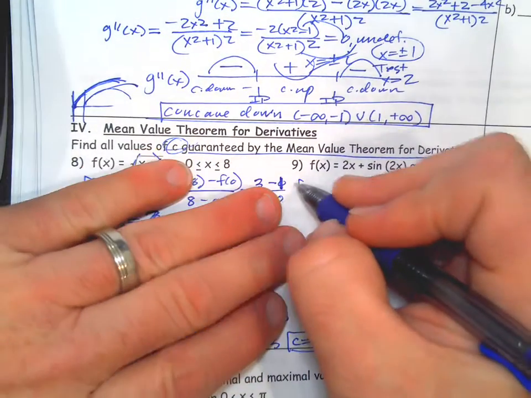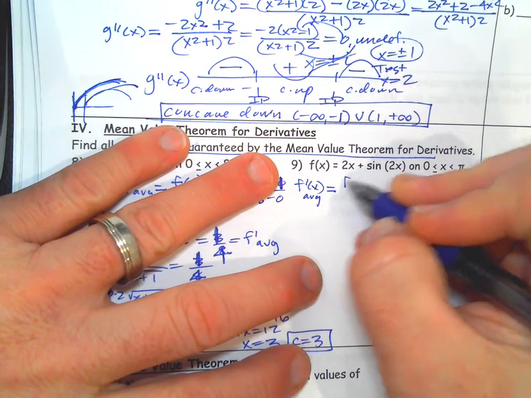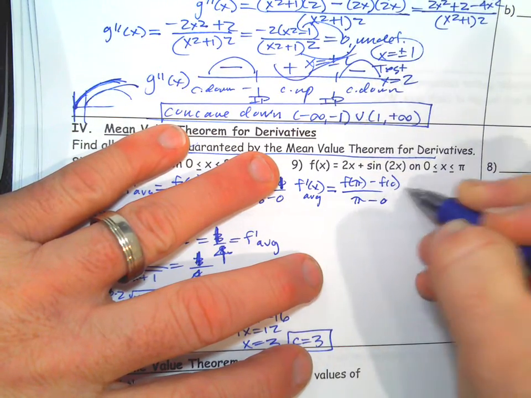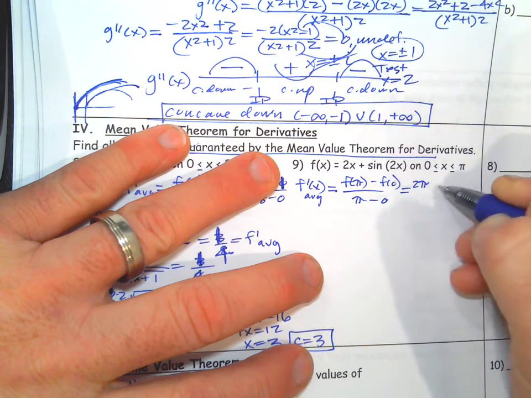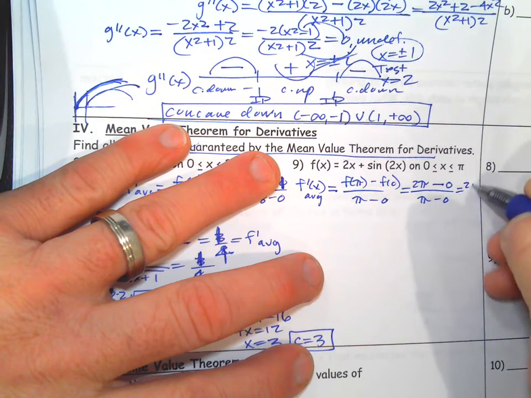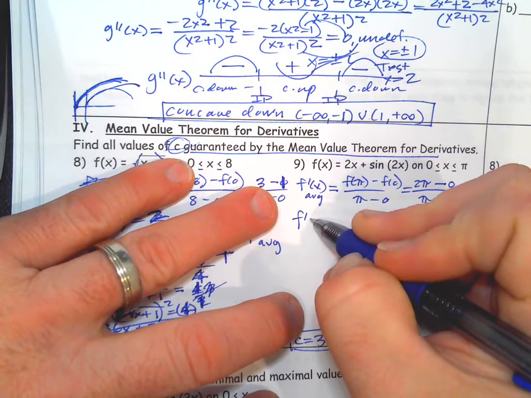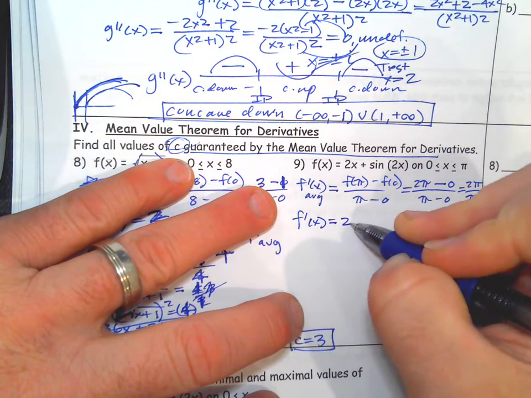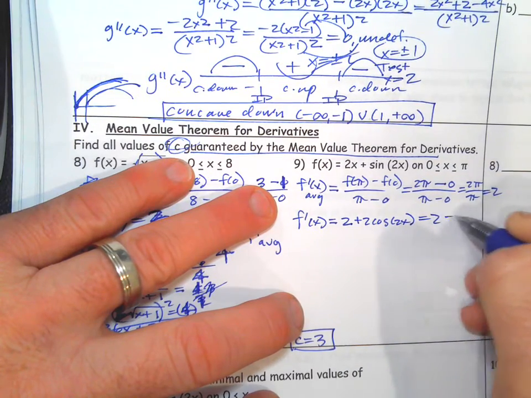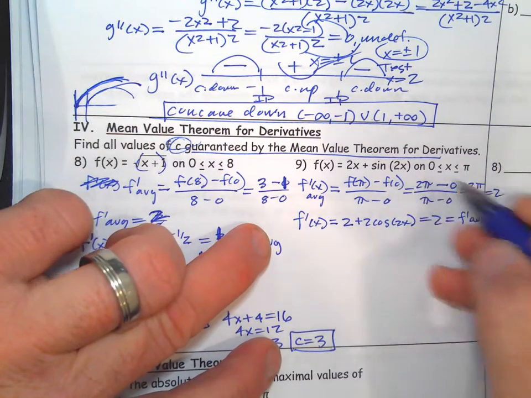We got to find the average slope first. So that would be f of pi minus f of 0 over pi minus 0. F of pi is going to be 2 pi, sine 2 pi is 0, minus 0. And so we get 2. So then f prime itself is 2 plus 2 cosine 2x. And we're going to set it equal to 2, the average slope. Label your work, show your work, show your setups.